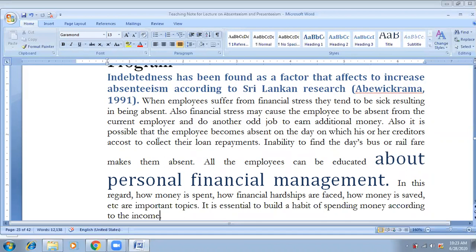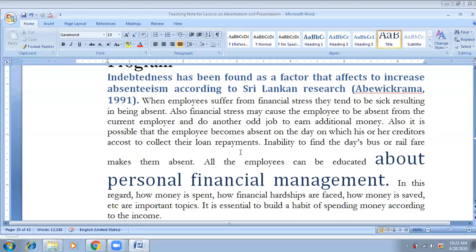And also, there are people who own loans. Because of financial problems, assume employees take additional loans from banks. Then in order to pay the loan installments, they have to increase their income. Then they may do some odd jobs, by being absent from the regular work.